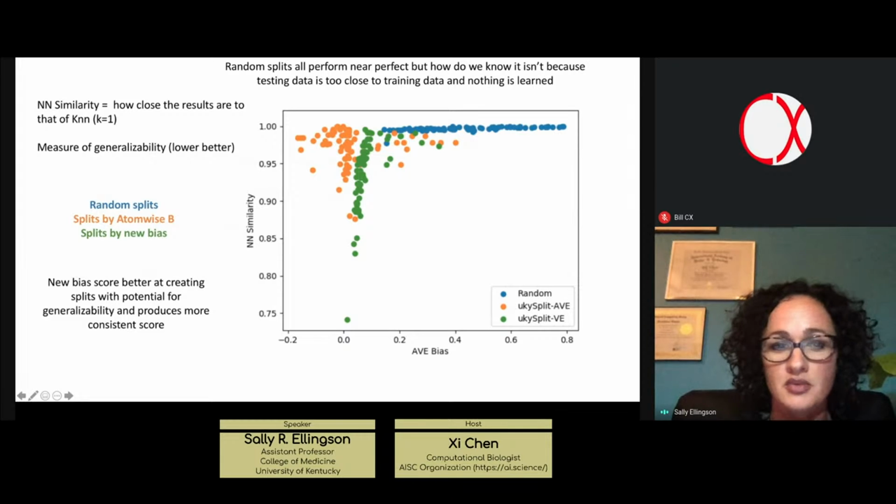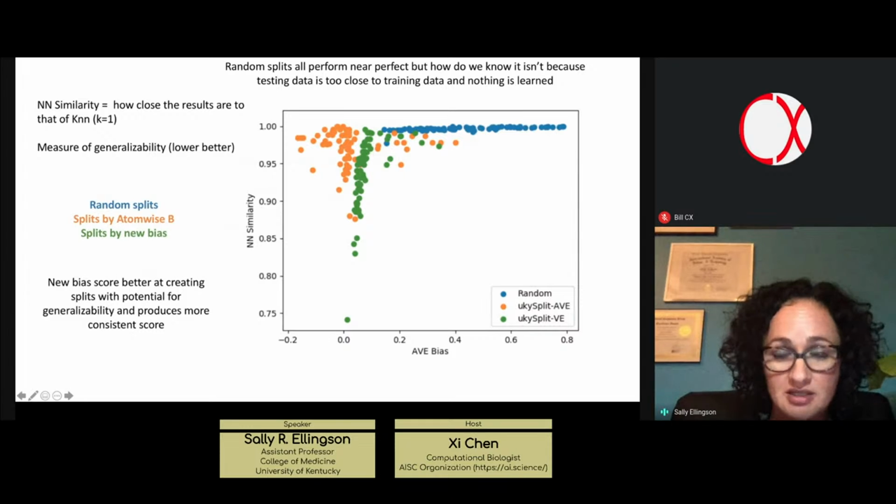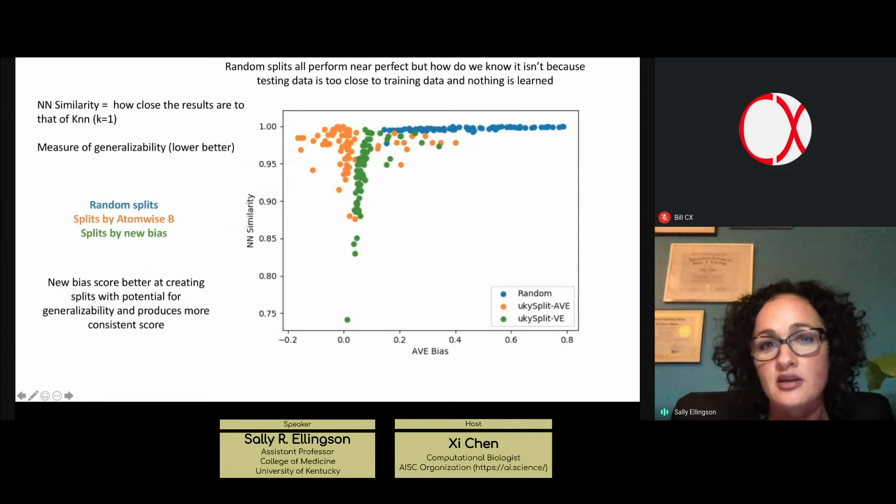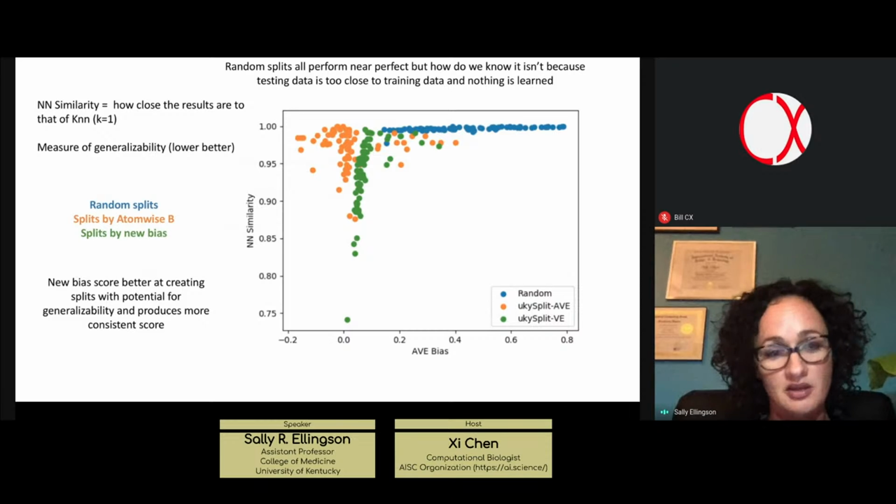is that our new score in green is better at creating splits with the potential for generalizability with this bigger spread of the nearest neighbor similarity, and it also produces more consistent scores. And in this random, it looks like everything is perfect, but we have no way of knowing if this is because it is only memorizing the training data, because it's all practically the same as the nearest neighbor model. So these could potentially be making models that cannot generalize and make new discoveries.